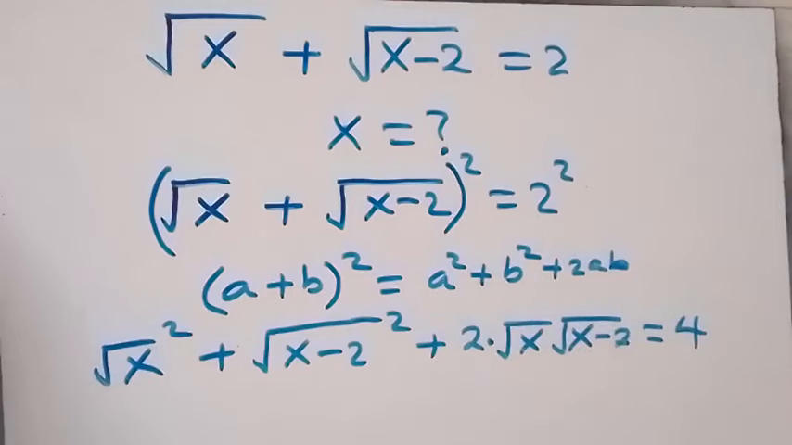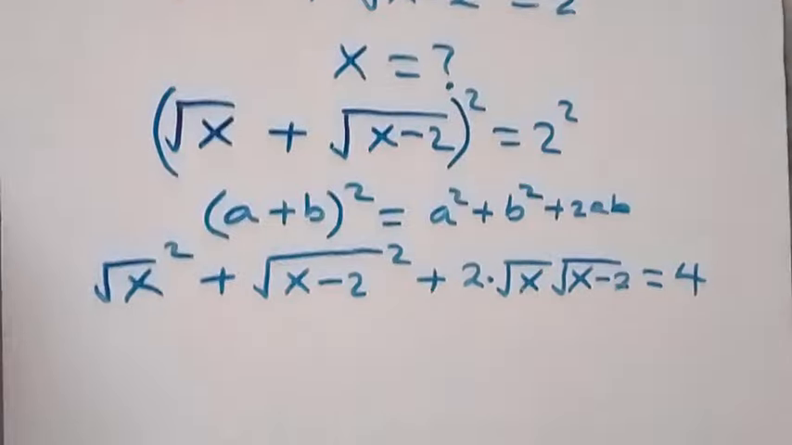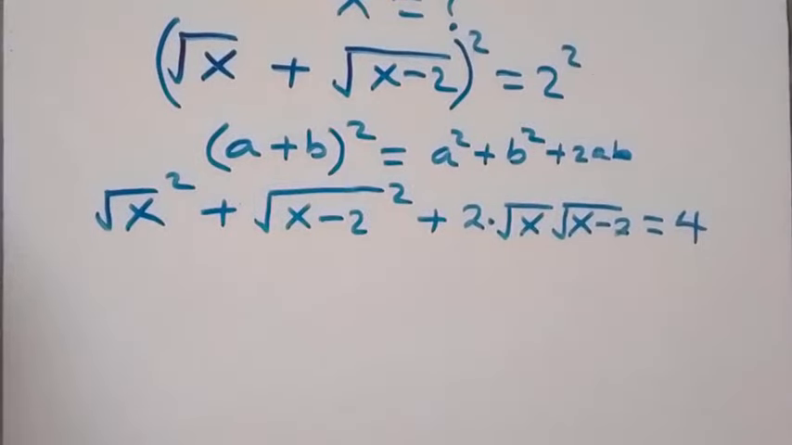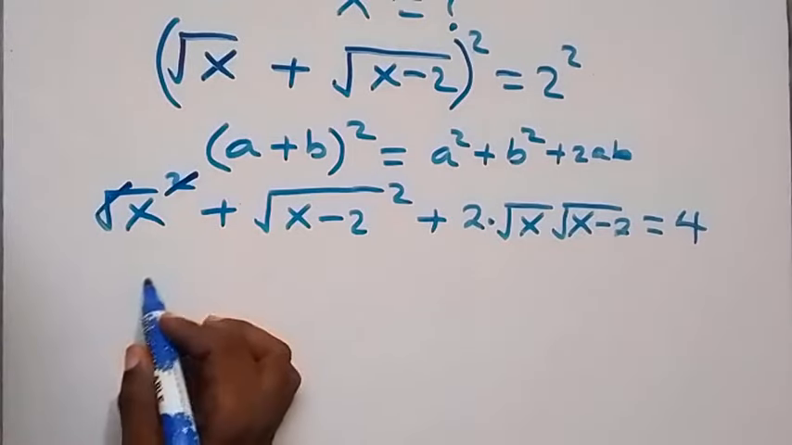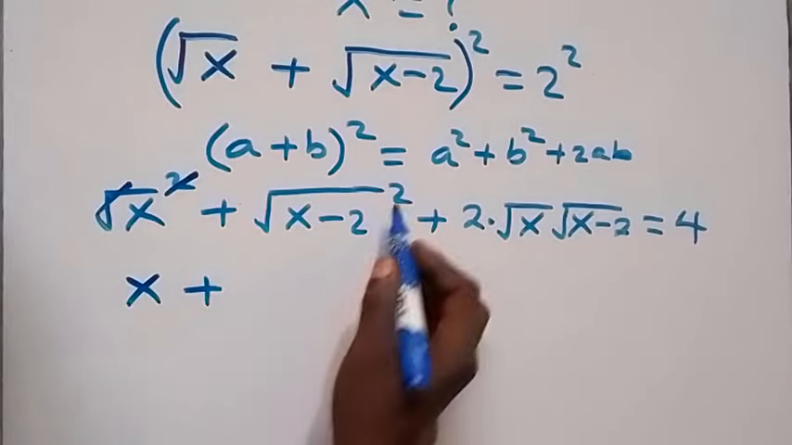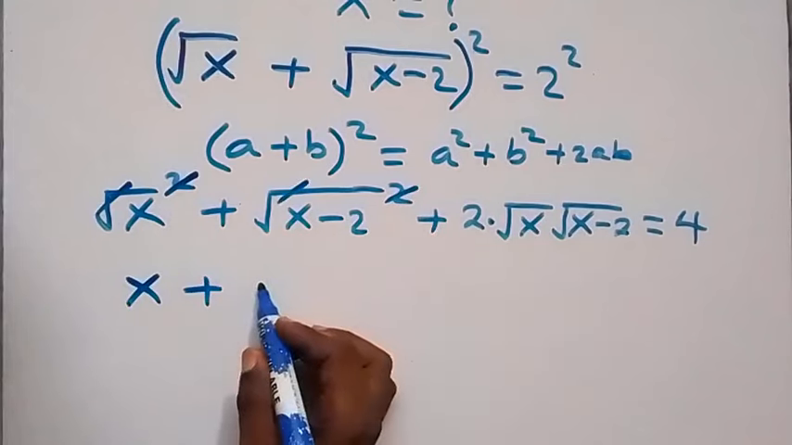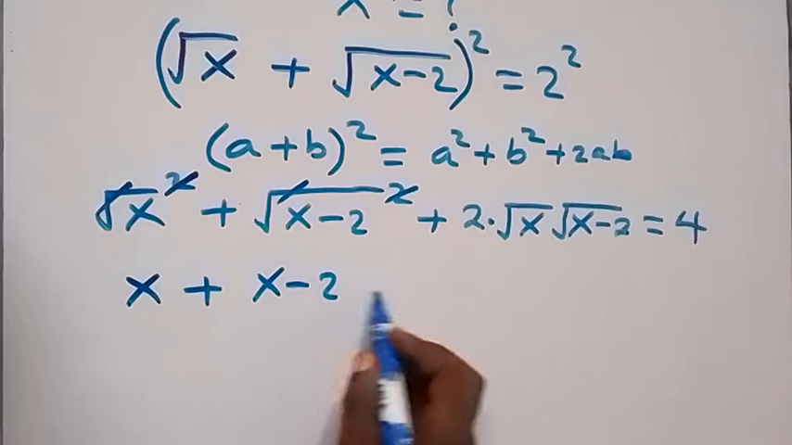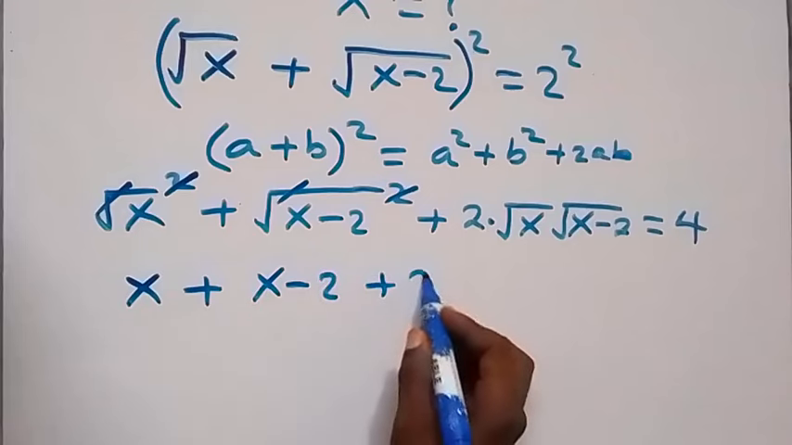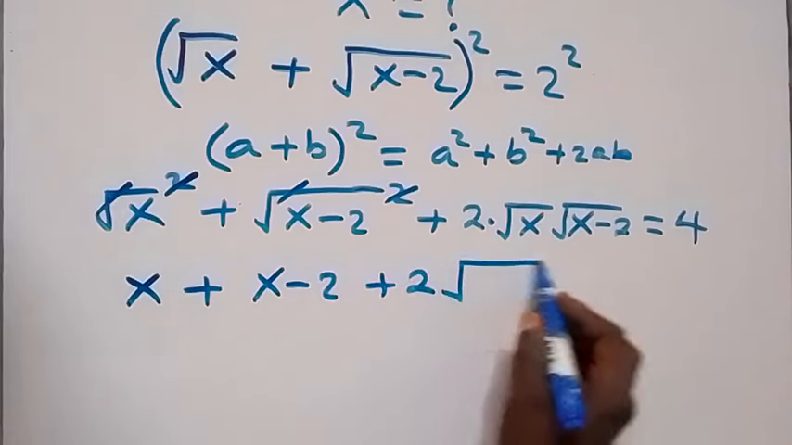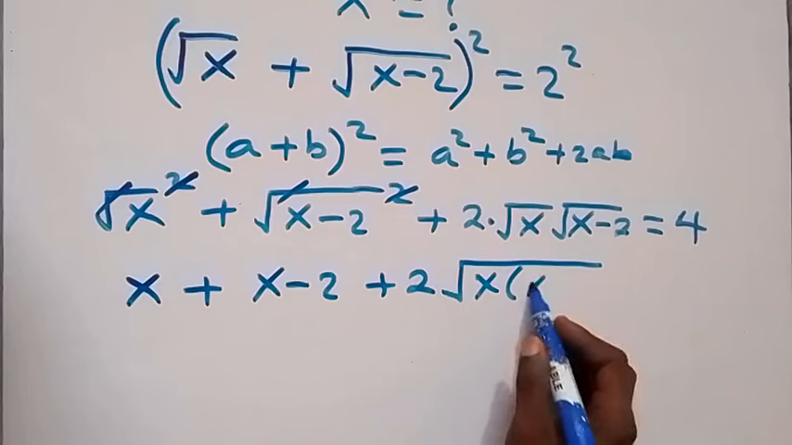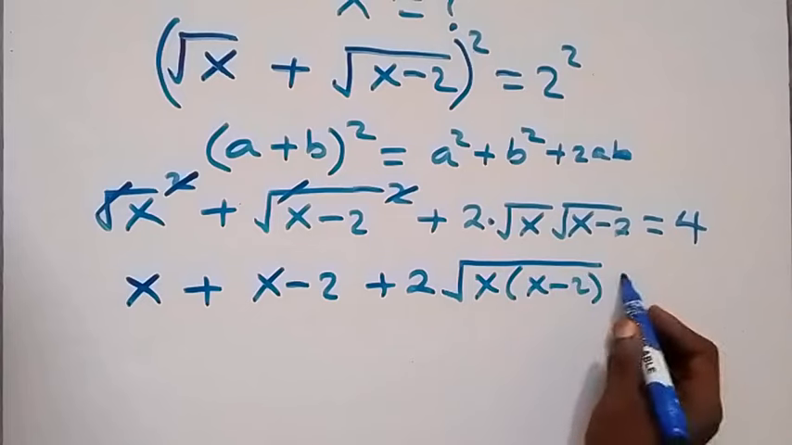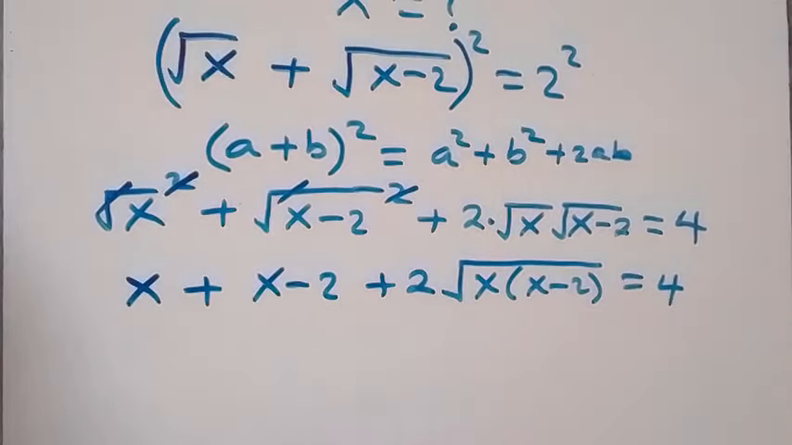Which is 4. Then, in the next step, when we simplify further, the square and square root cancel here. This becomes x plus, also the square and square root cancel, we have x minus 2. Then plus 2 root. We can bring this together since they multiply. That's x into bracket x minus 2, which is equal to 4.